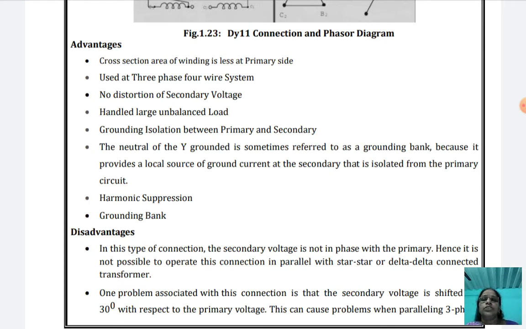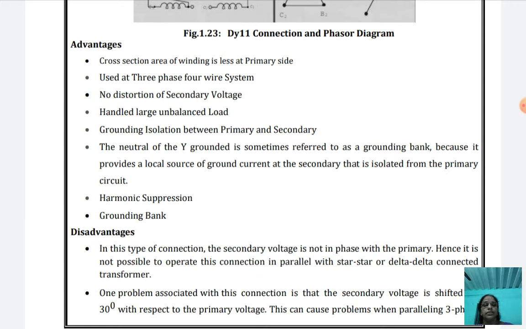In this case, there is no distortion of secondary voltage, it handles large unbalanced load, grounding, isolation between primary and secondary, harmonic suppression, grounding bank, and it is used in a 3-phase 4-wire system also. The cross sectional area of the winding is less at the primary side, because we already know in a delta connection there is no neutral, so the cross sectional area of the winding is less.